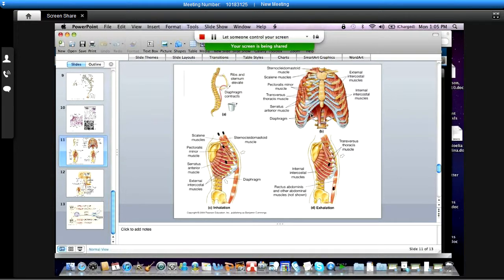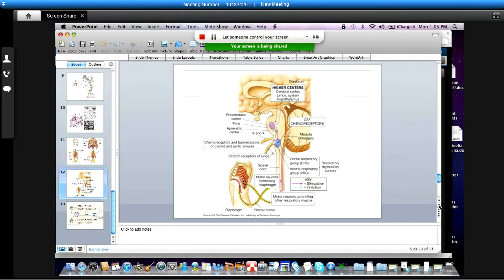Some respiratory mechanisms of the lungs. Remember the internal and external intercostal muscles, primarily the external intercostal muscles are responsible for aspects of respiration. The largest muscle responsible for respiration is the diaphragm. You should know that and be familiar with the major contribution of the diaphragm to the respiratory effort.